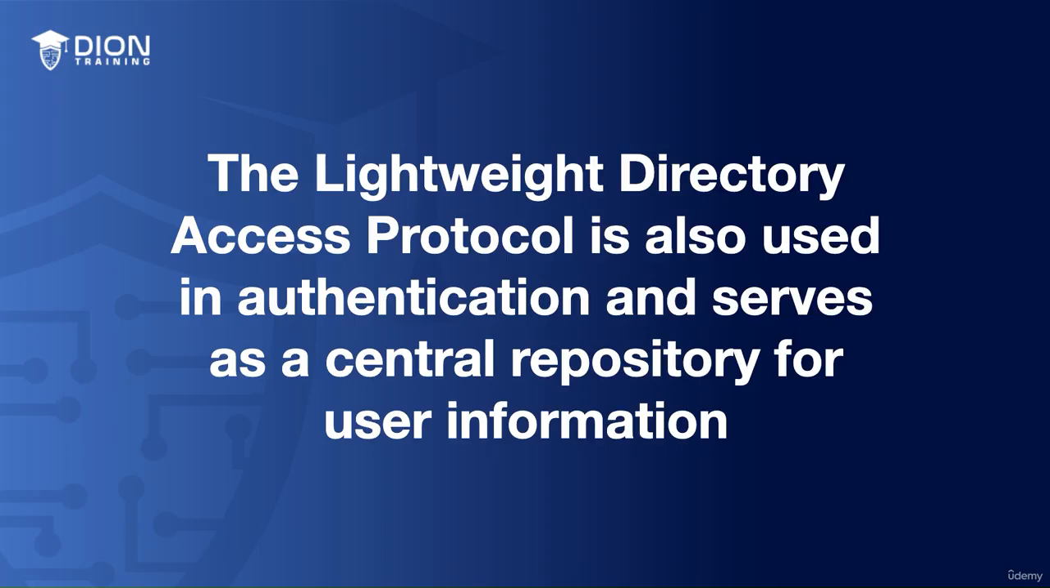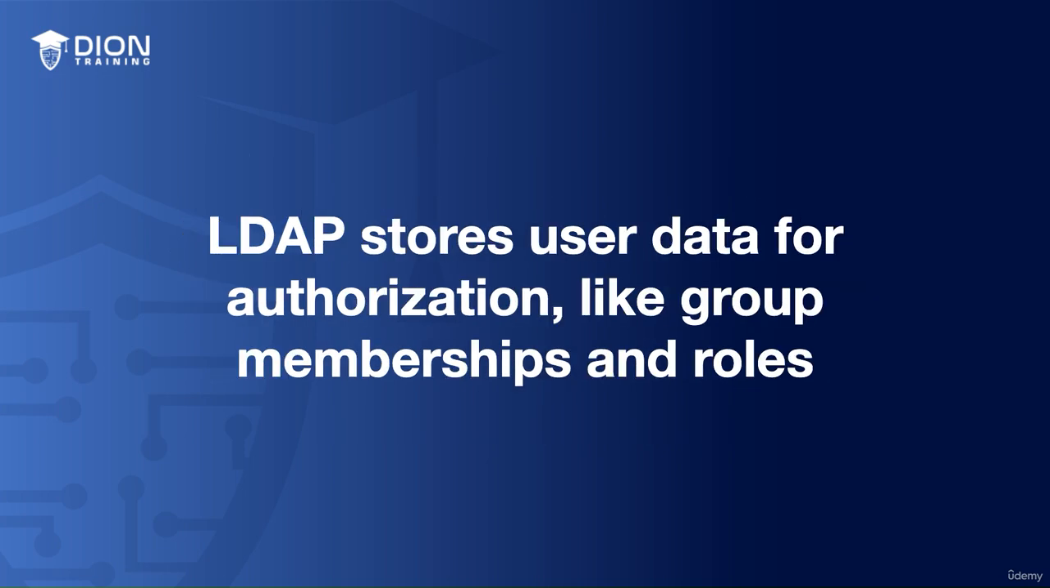The Lightweight Directory Access Protocol is also used in authentication and serves as a central repository for user information. When a user attempts to log into a system, the system can query the LDAP directory to check the entered username and password. If the LDAP directory confirms the credentials, the user is authenticated and granted access. LDAP can also store other user information that can be used for authorization, such as what groups the user is a member of or what roles they have. This allows systems to make decisions about what resources or services a user should have access to.